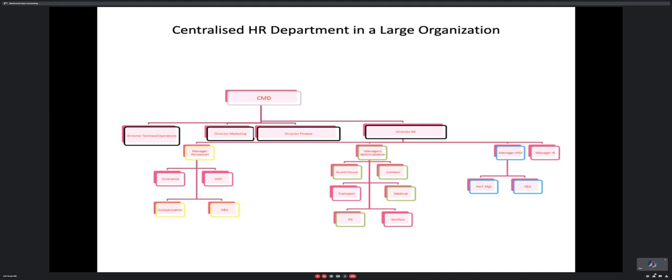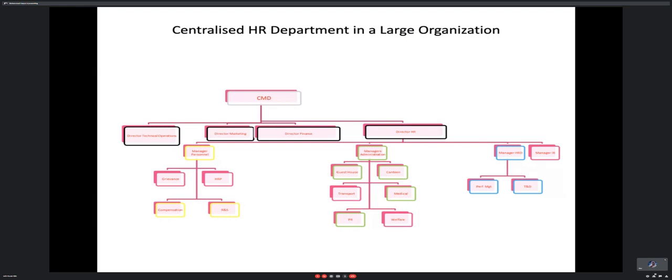Then the third category is human resource development. Human resource development as such, we said, was not forming part of human resource management earlier, but post 80s, we find that this has been added to this particular function. It has got two primary functions. We call it performance management, and we call it training and development.